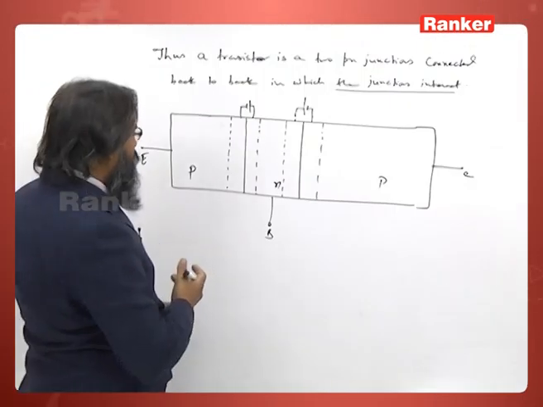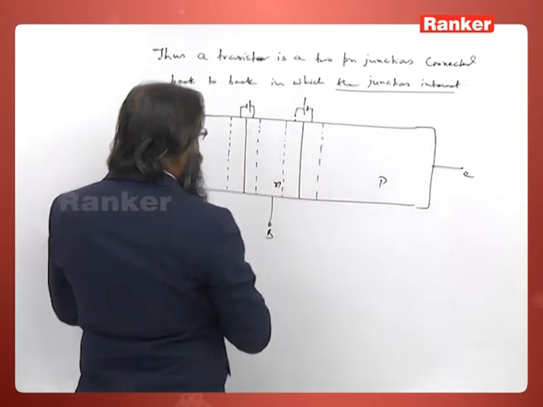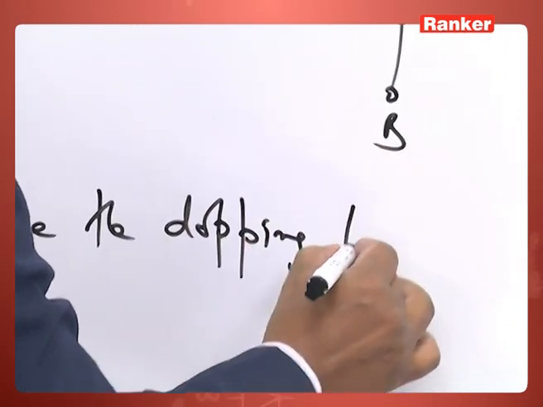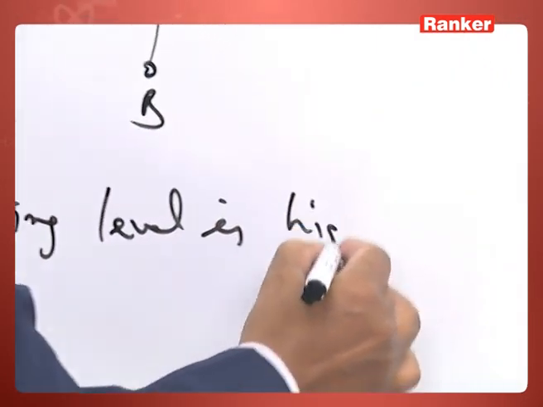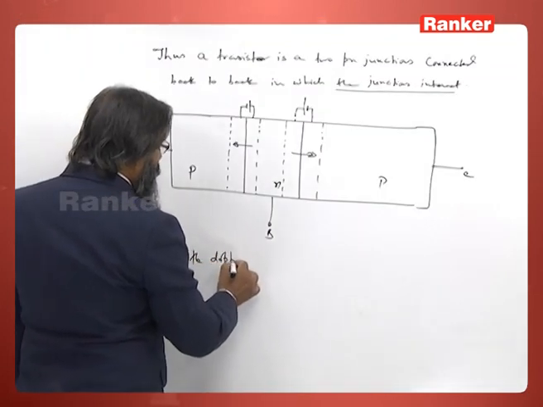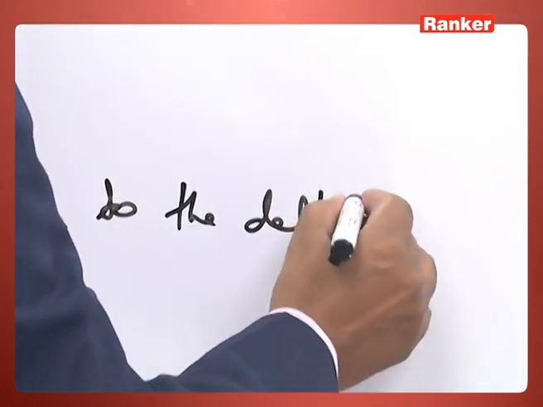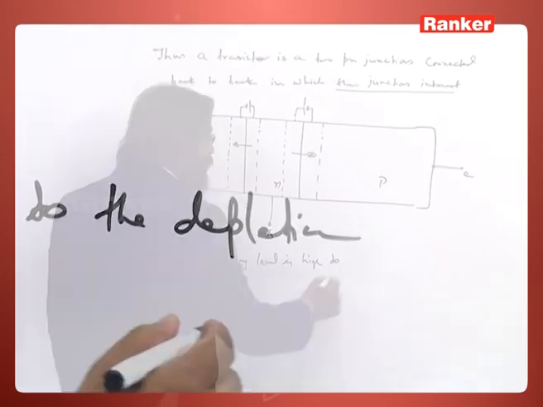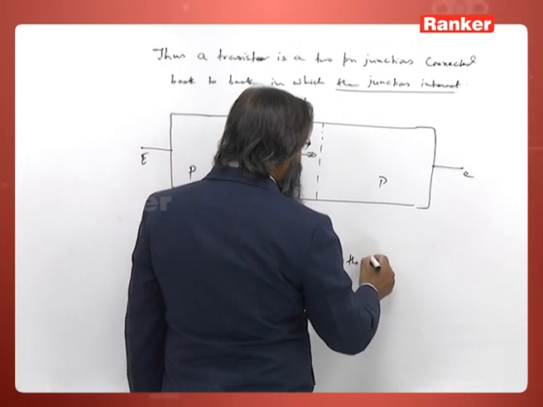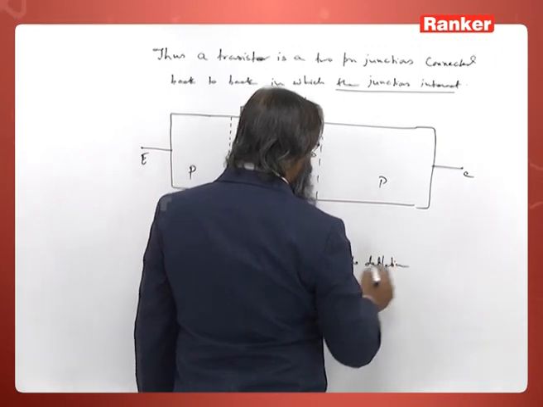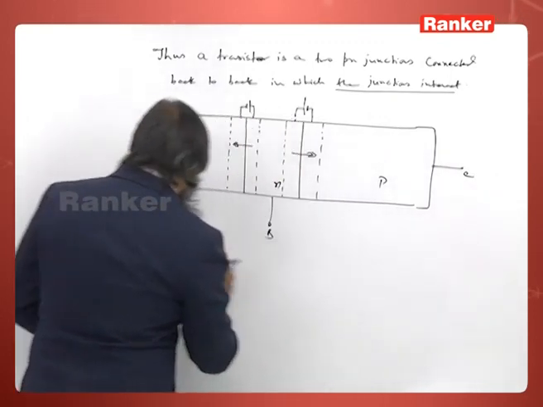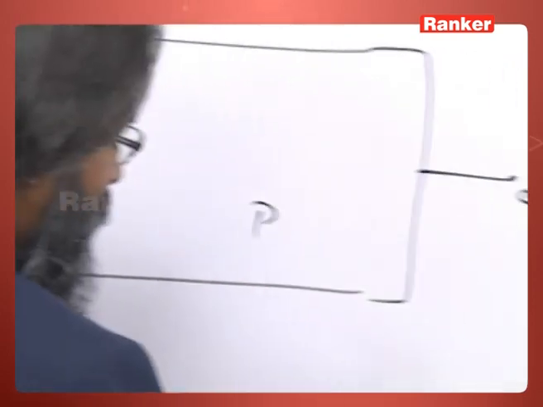So, you see the electric field due to this potential barrier is like this. These are the potential barriers. Now, since the doping level is high, the depletion layer, let us not compare the depletion layer now. Now let us see what happens.